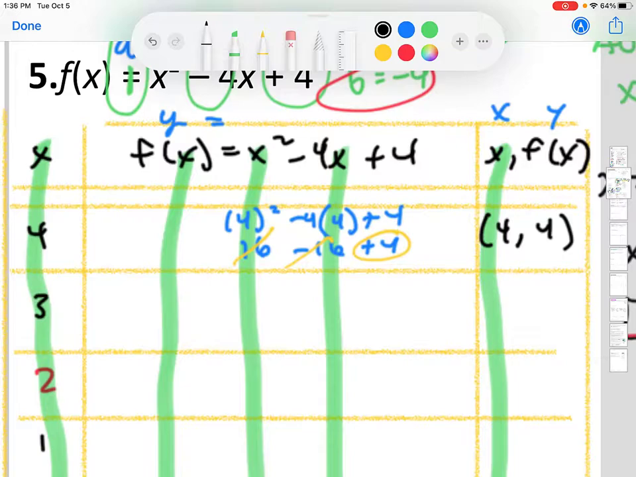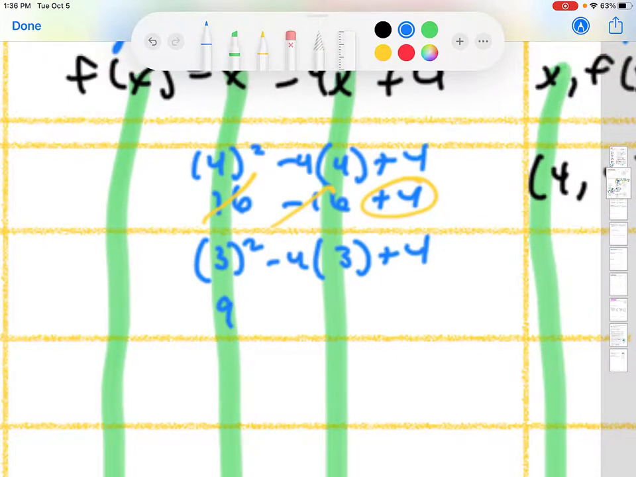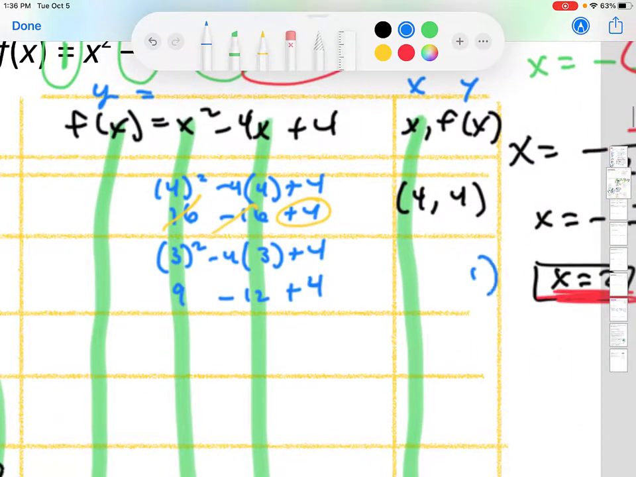Okay, let's do 3. Feel free to use a calculator. 3 squared is 9, minus 12 plus 4. So 9 minus 12 is negative 3. Negative 3 plus 4 is positive 1. My answer is 3, comma 1.